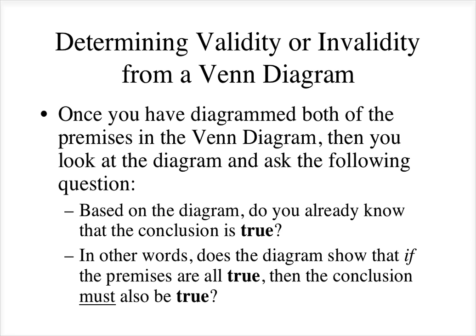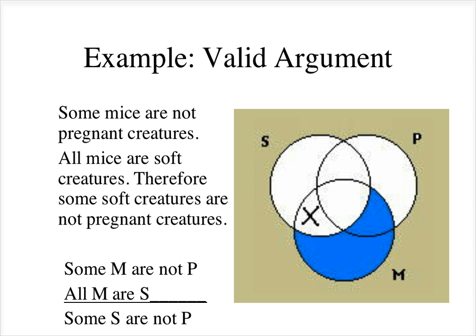In other words, does the diagram show that if the premises are all true, then the conclusion must also be true? So let's look at how that works. Here's an example of a valid argument. Some mice are not pregnant creatures. Thank goodness. All mice are soft creatures. Therefore, some soft creatures are not pregnant creatures.